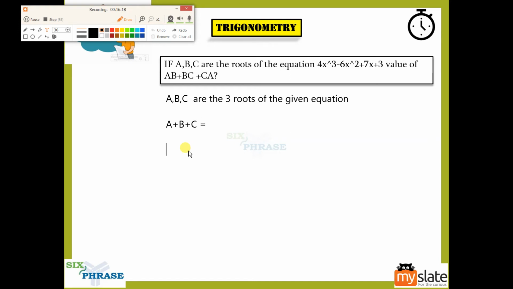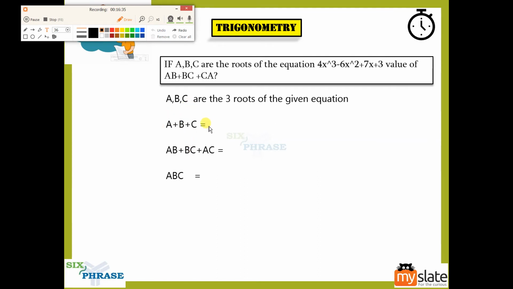Now you take two roots at a time: ab, bc, ac. Now we find the answer for this in a different way. I'll tell you how we find it. You take three roots at a time: abc. This can be done in only one way, right? So we find the answer in a different way.